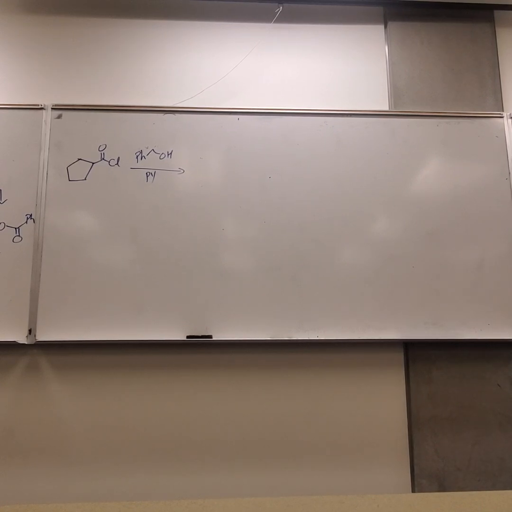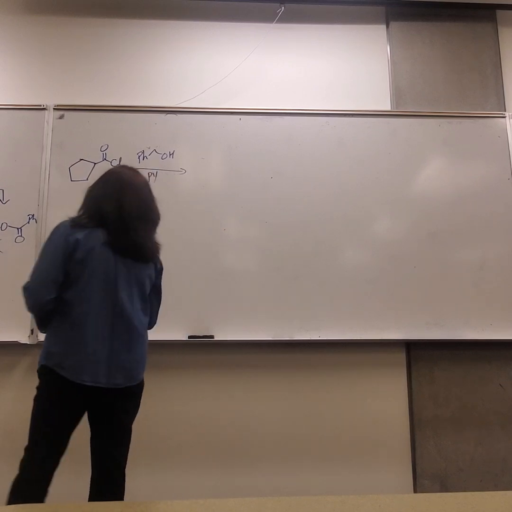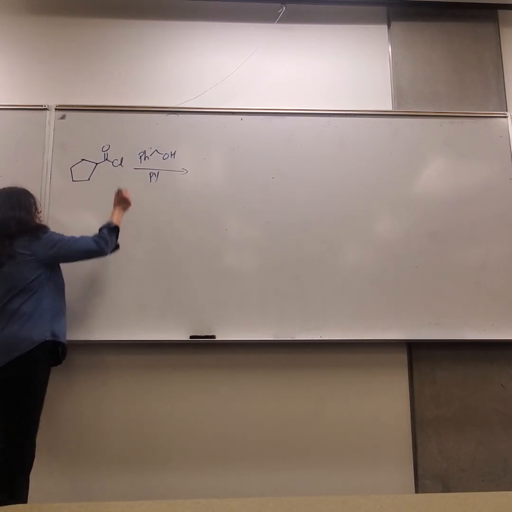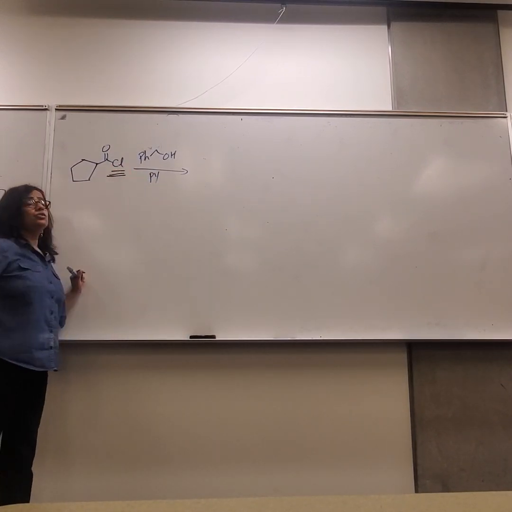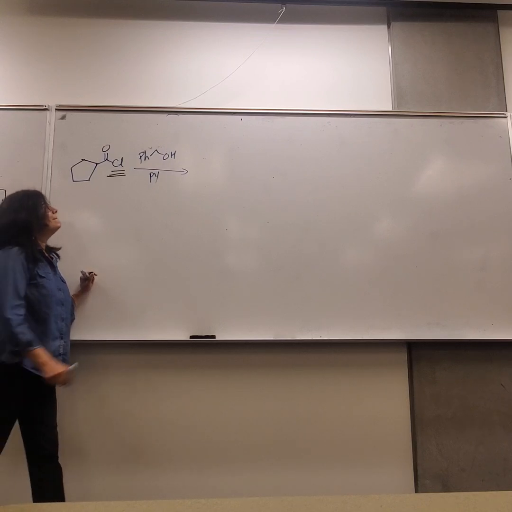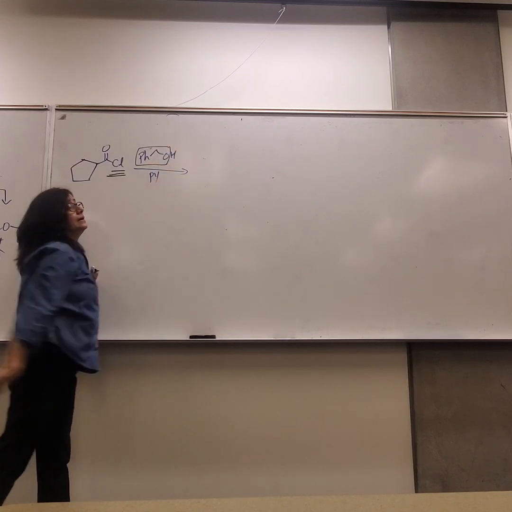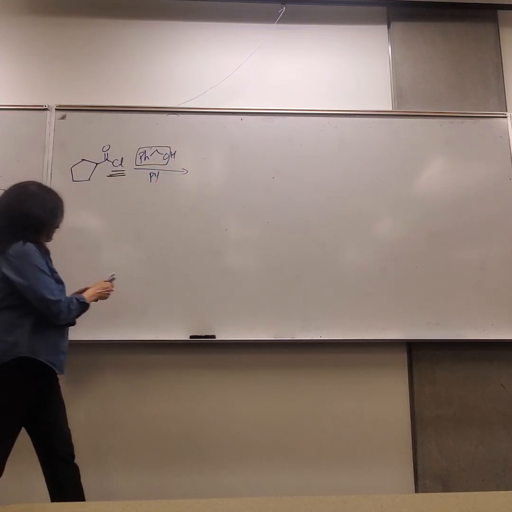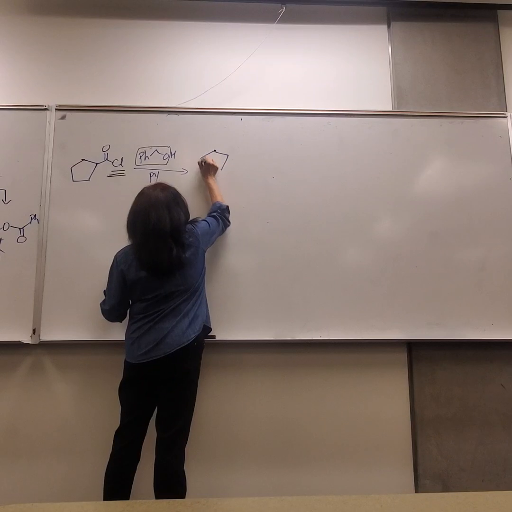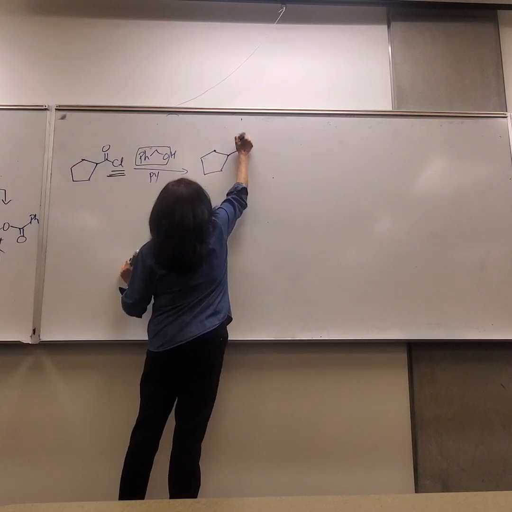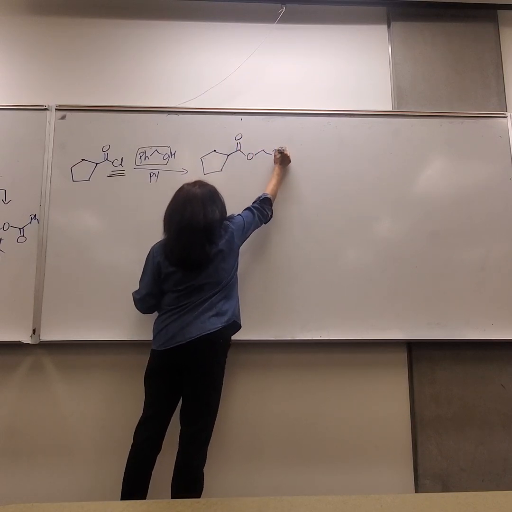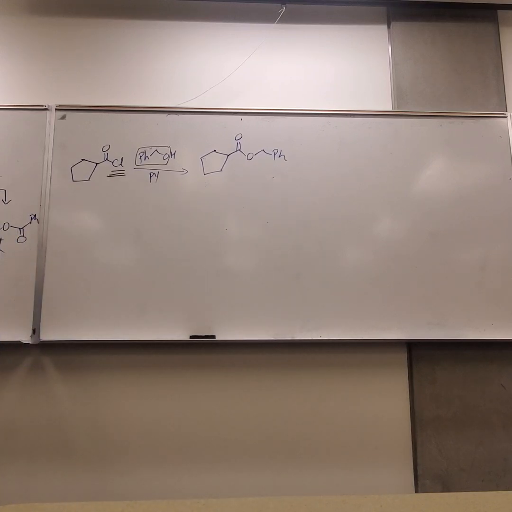Product. I can write it. Again, A here's your leaving group. What's the nucleophile? PhCH2OH. So what's the product? The Cl is replaced by a... Can we just call it an ester, Carter? An ester. Okay, thank you. It forms an ester. Agreed?